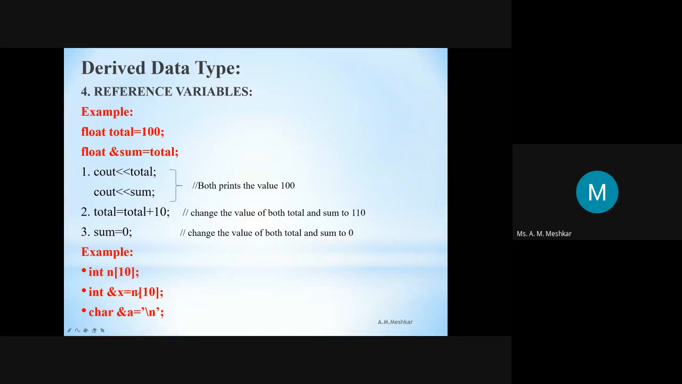For example, you do not want to write n of 10 ten times in the program, so simply create x as a reference variable to n of 10. Then wherever you use x, it will mean n of 10. If you do not want to write slash n ten times in the program, you just create one reference variable a. Now a is equal to slash n. So wherever you write a, the compiler will treat it as slash n. But you will have to write the statement first, then only a will be treated as slash n by the compiler. This is how we create the reference variable.